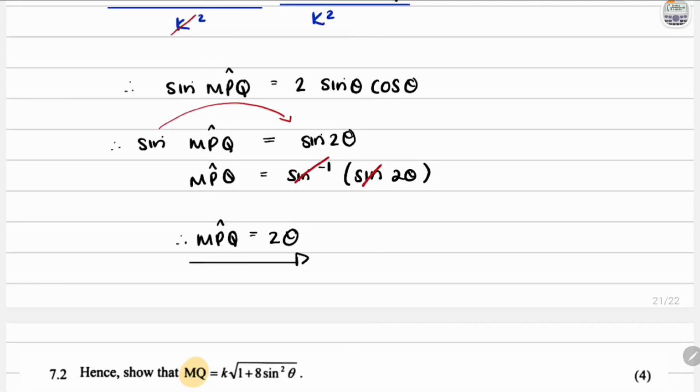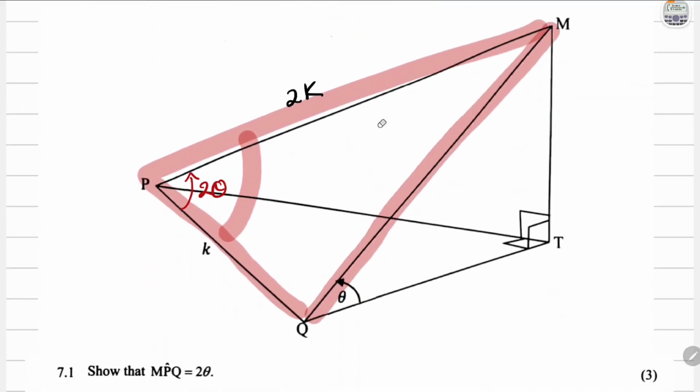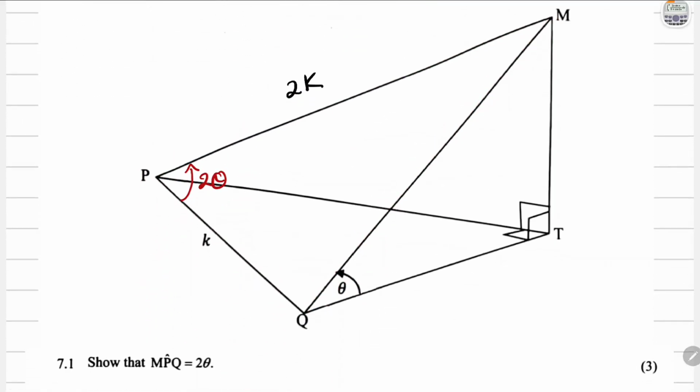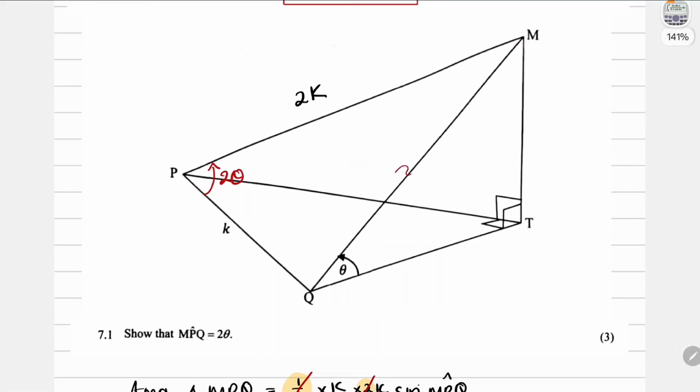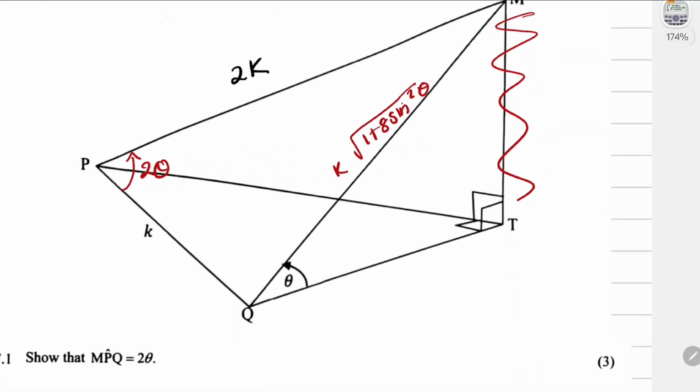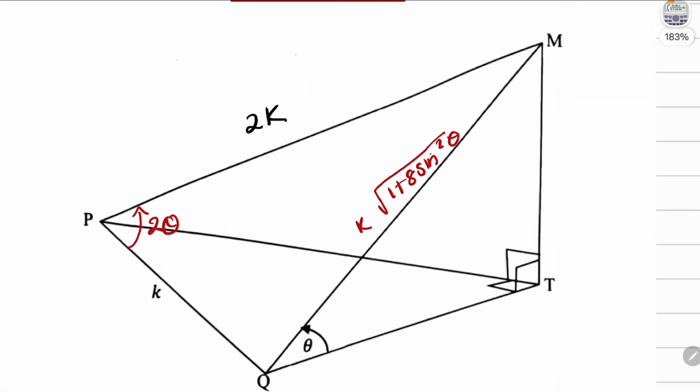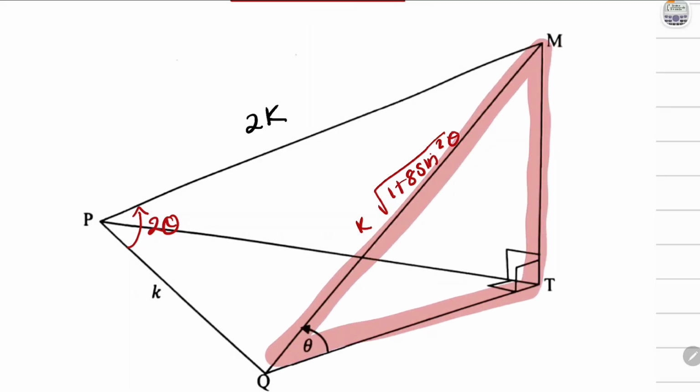We have MQ now in our diagram. So I have all of these things that we've already filled in and MQ. MQ is that number that they gave us. So that K square root 1 plus 8 sine squared theta. So that's what we have there. Now, how can we actually use this to find MT? Well, you see that we have a right angle triangle here. So you can use trig functions on it like sine, cos, and tan, okay?